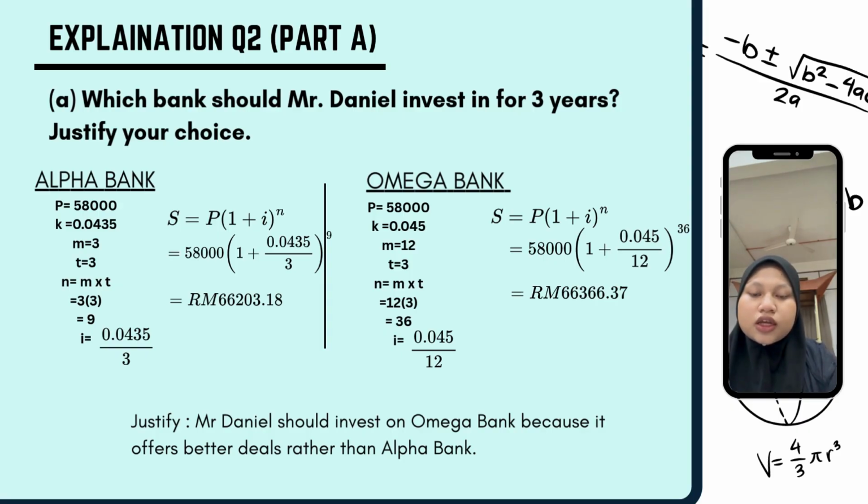So for the justification, I think Mr. Daniel should invest in Omega Bank because it offers a better deal than Alpha Bank, because it is compounded monthly. So for question B, find the amount left in the account if Mr. Daniel withdraws 50,000 after 4 years from the bank you recommend in A. So the bank that I recommend is Omega Bank.